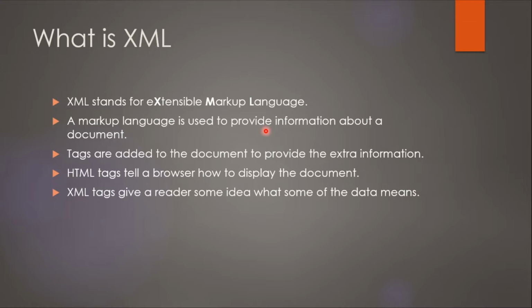Okay, so now the XML stands for the extensible markup language. A markup language is used to provide information about documents. In XML, we are using tags. The tags are added to the document to provide extra information. HTML tags tell a browser how to display the document. XML tags give a reader some idea what the data means.